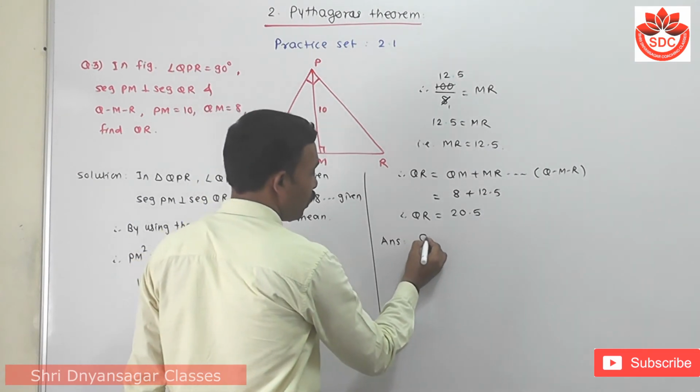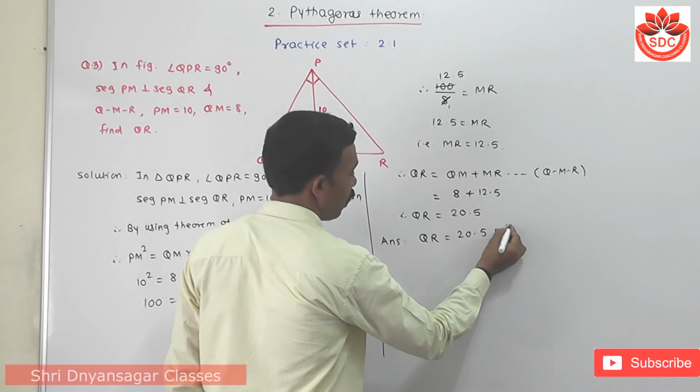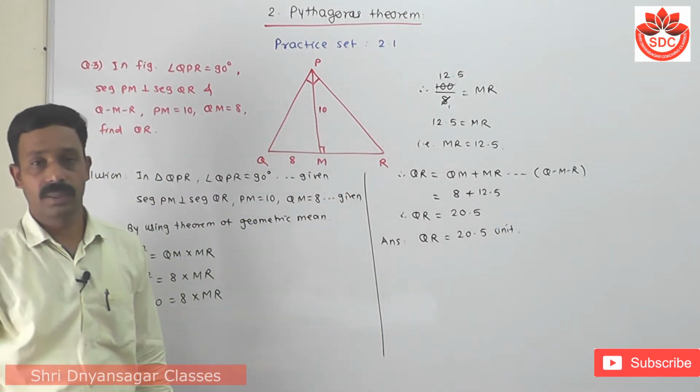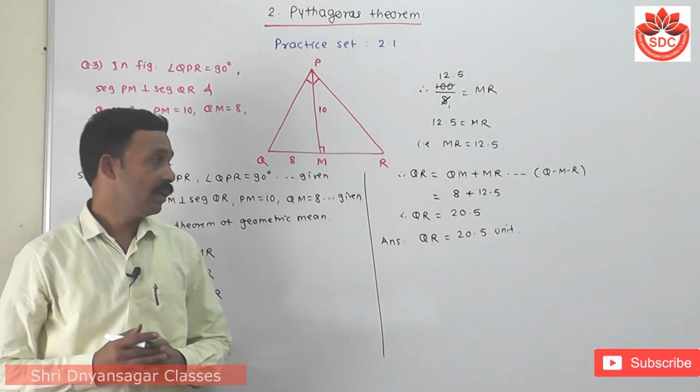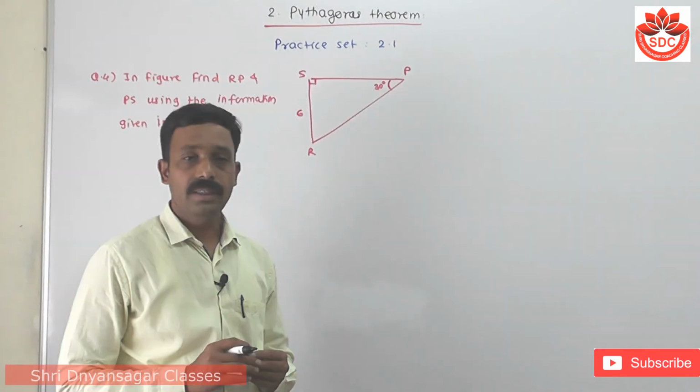Answer: the value of QR is equal to 20.5. Unit is not given, so write here unit. Can you understand this? Okay, thank you. Next example. Let's see the next question.